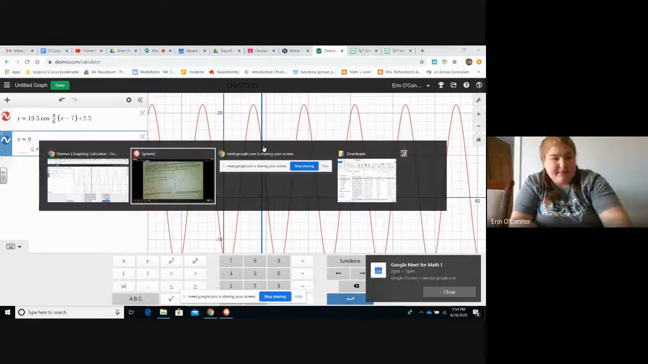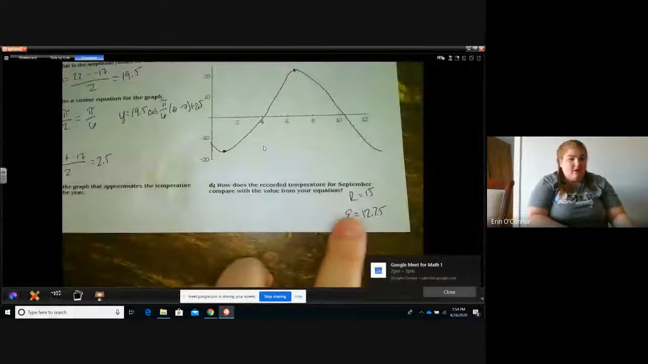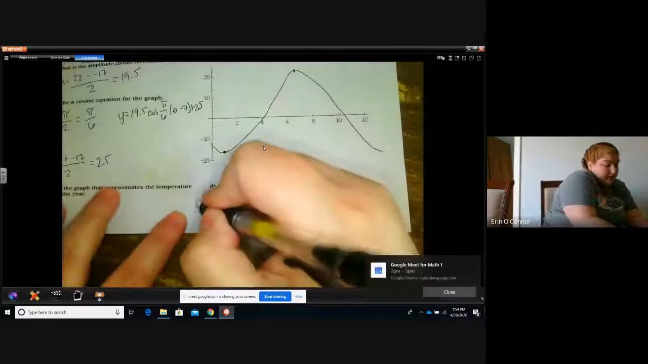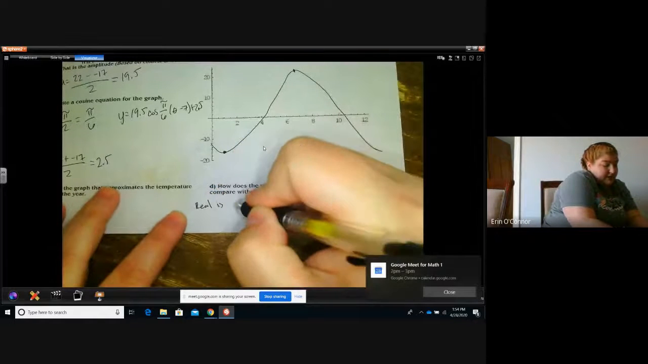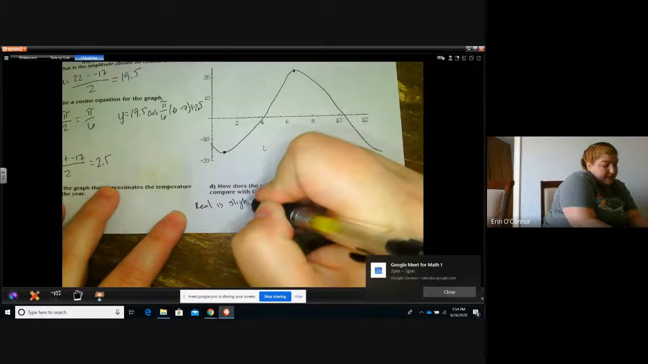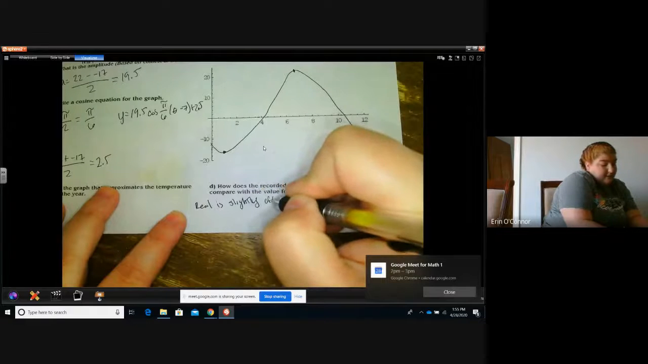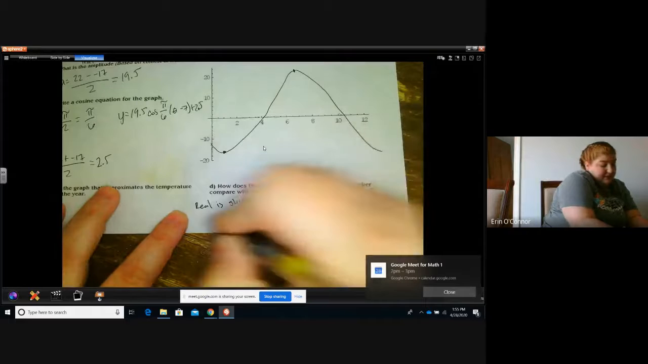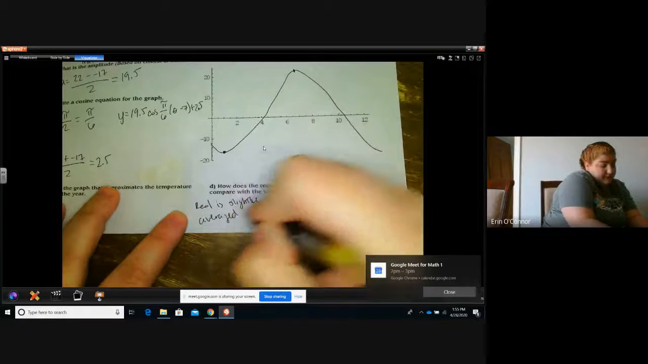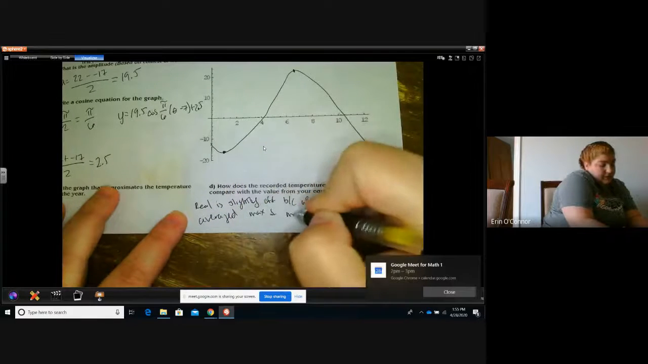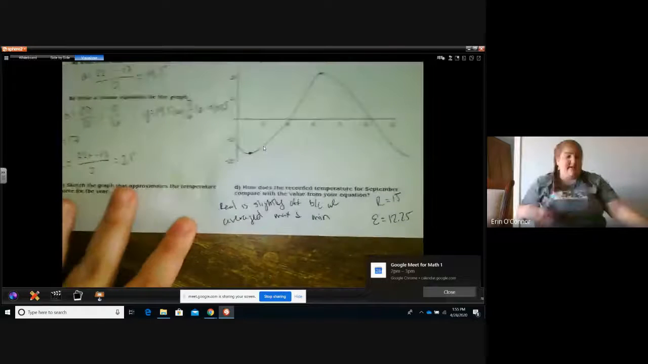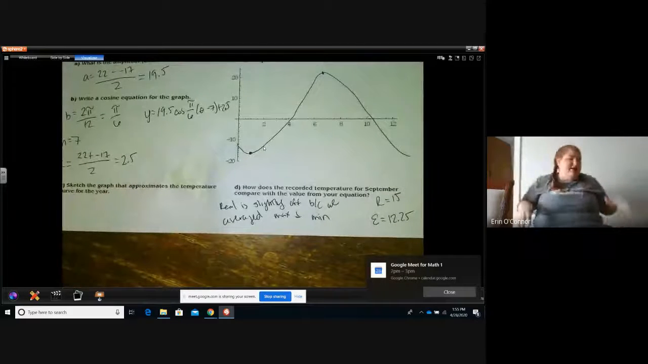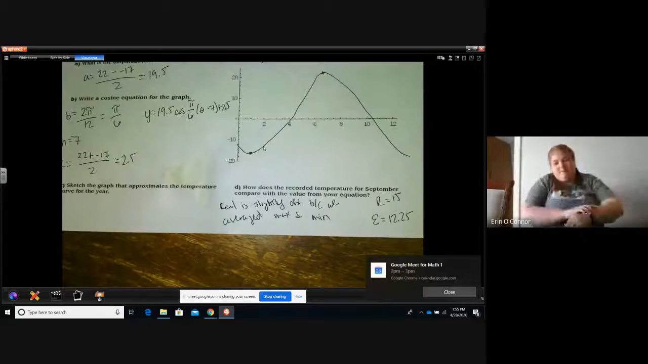So let's see. How do those compare? Well, the real is slightly off, mainly because we averaged max and min and didn't take into account all the other numbers. We just took into account the maximum and the minimum.